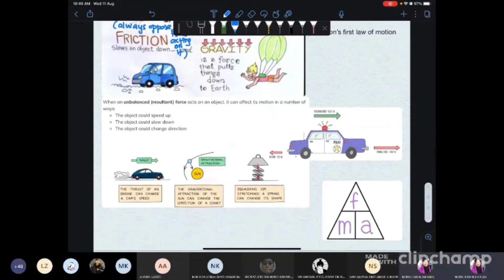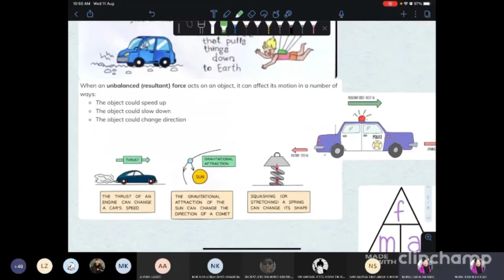Okay, and then you need to know unbalanced forces means we have resultant force. Okay, so what is the effect? It can affect its motion in a number of ways. So when we have unbalanced forces, the object could speed up, the object could slow down, the object could change direction. Okay, so these are the examples.